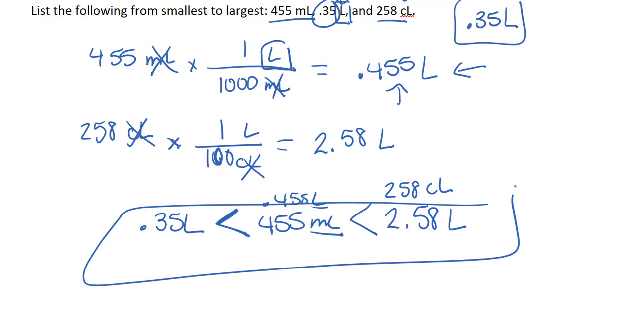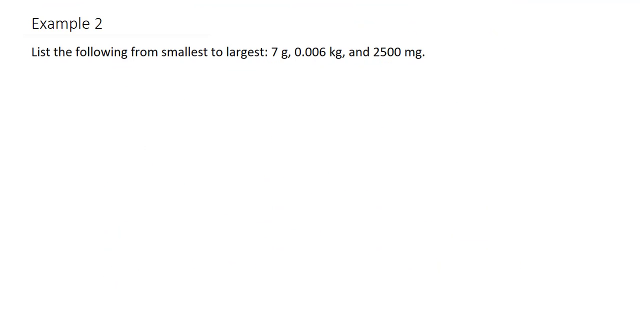Now let's do another example. Example 2. List the following from smallest to largest. So we have 7 grams, 0.006 kilograms, and 2,500 milligrams. Let's put them from smallest to largest. Let's convert to our base unit, which is going to be grams, just regular grams.